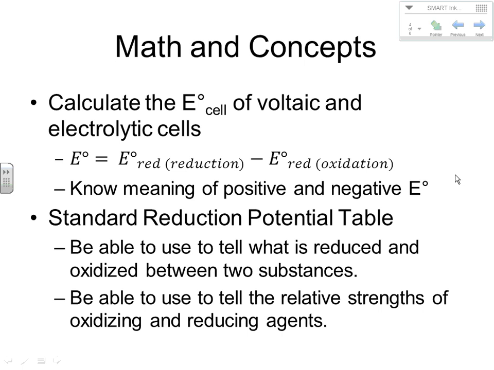And remember, know the meaning of the positive and negative values for E naught. When it's negative, it's non-spontaneous. When it's positive, it's spontaneous. Opposite of Gibbs.